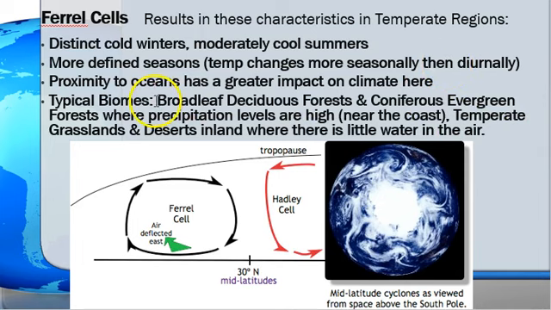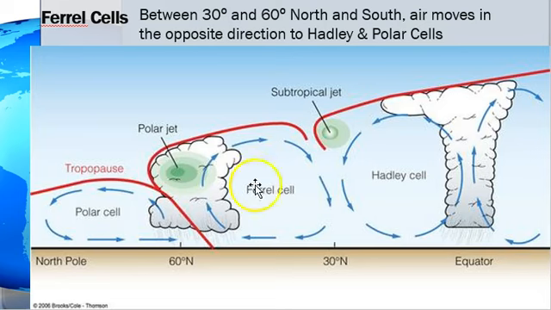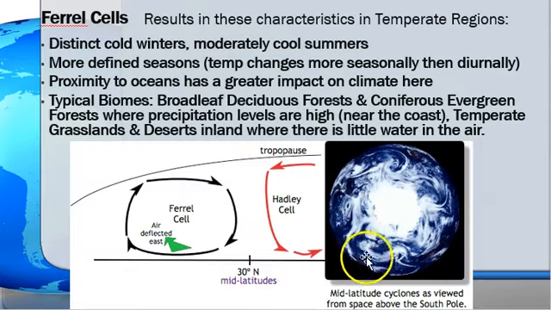And if that happens in these temperate areas, you're going to form either a broadleaf deciduous forest or a coniferous evergreen forest. But if you get inland, further away from the coast, where there's little water in the air in the first place, what you're going to find is more temperate grasslands and deserts, because there's little water in the air, and as we said, we have these high pressure areas pushing down right here, so they're going to encourage those deserts to form, especially if they're further inland. And you can see these Ferrel cells in this picture right here. You can see them circling around and how they're moving that air around.